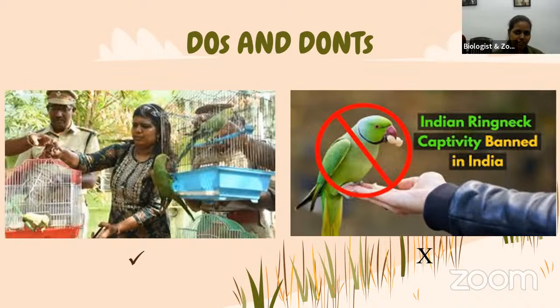So you can see a picture of a bird, right? This green color, we call it a parrot. Everybody calls it a parrot, but actually it's not a parrot, it's a parakeet. Okay, so you have to understand this. You have seen this in many houses, right? They keep it as a pet bird. But in India, we are not supposed to keep this. It is illegal to keep.